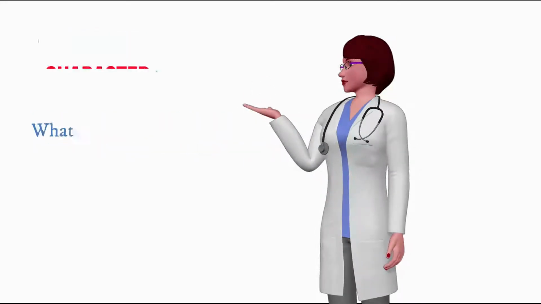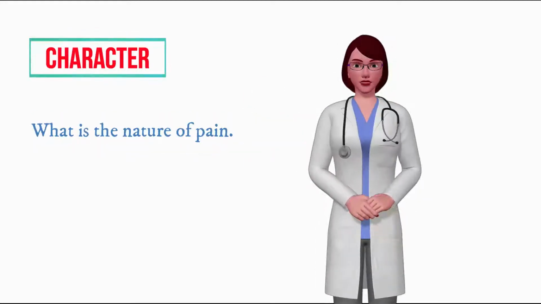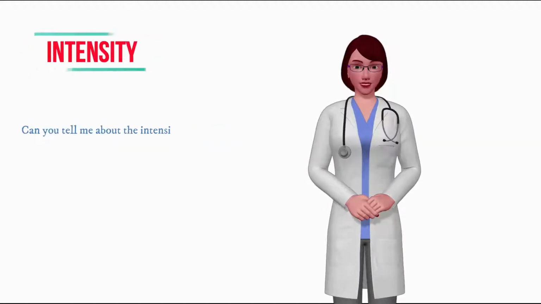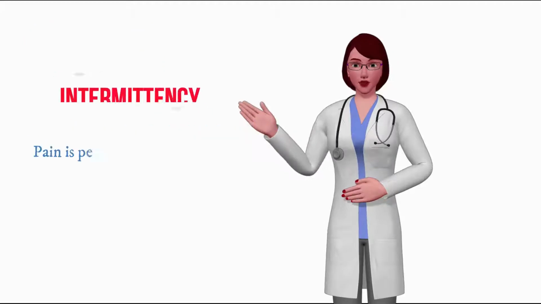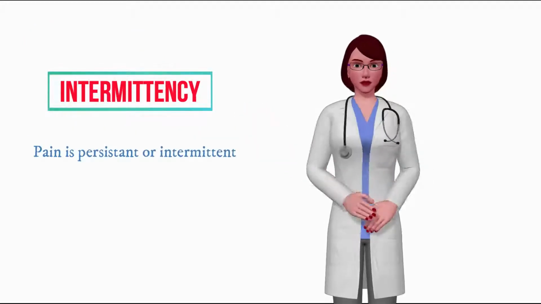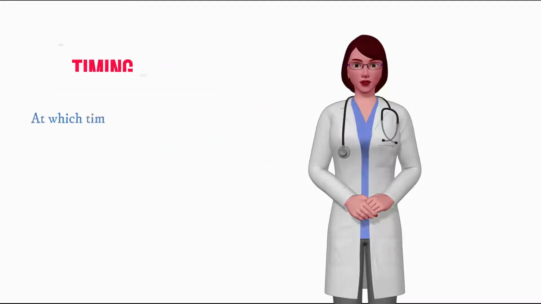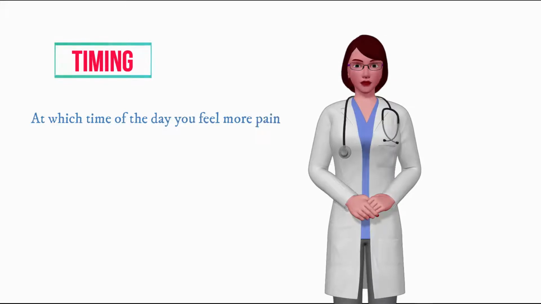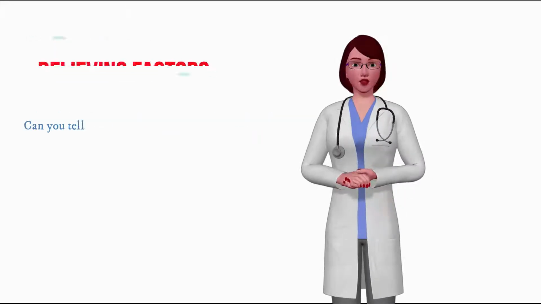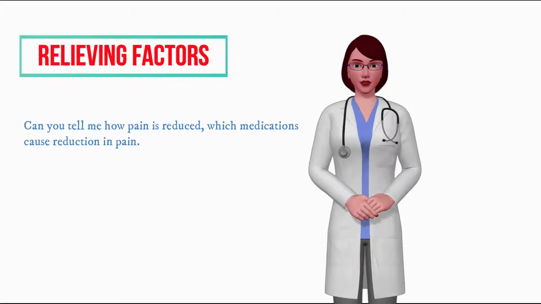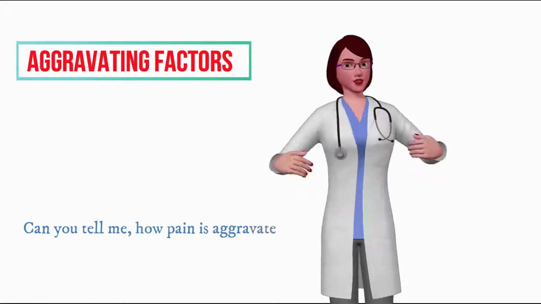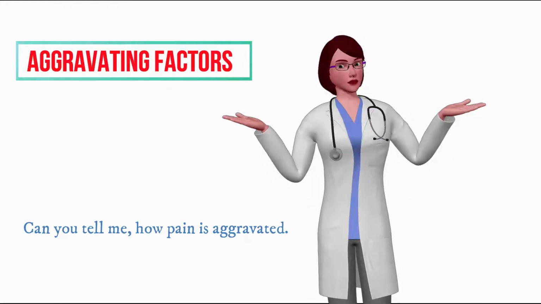Character. What is the nature of pain? Intensity. Can you tell me about the intensity of pain in your joints? Intermittency. Is the pain persistent or intermittent? Timing. At which time of the day do you feel more pain? Relieving factors. Can you tell me how pain is reduced? Which medications cause reduction in pain? Aggravating factors. Can you tell me how pain is aggravated?